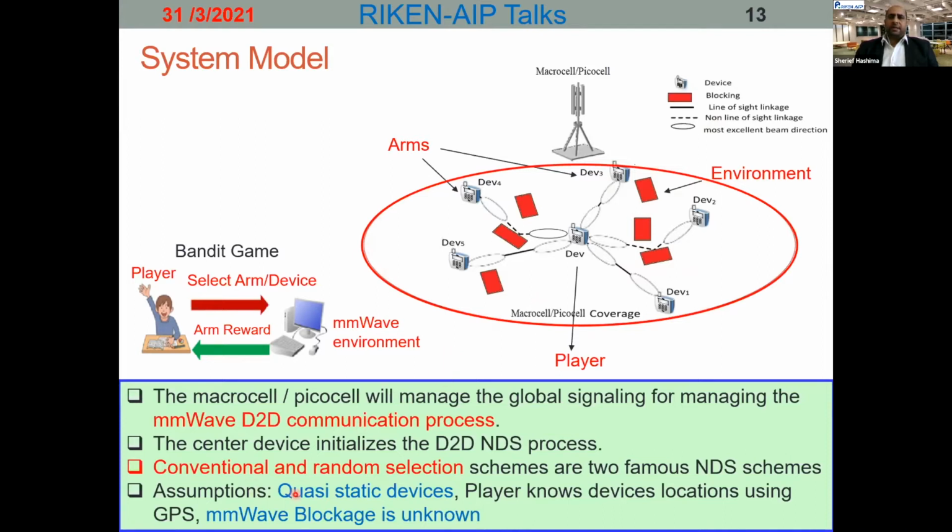Here we have some assumptions: the devices are quasi-static, which means slow motion or human motion, and the player positions are known using GPS service, but the millimeter wave blockage is random and unknown.